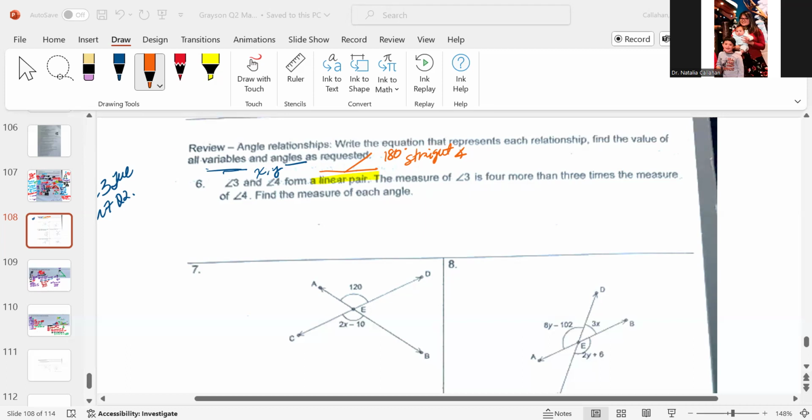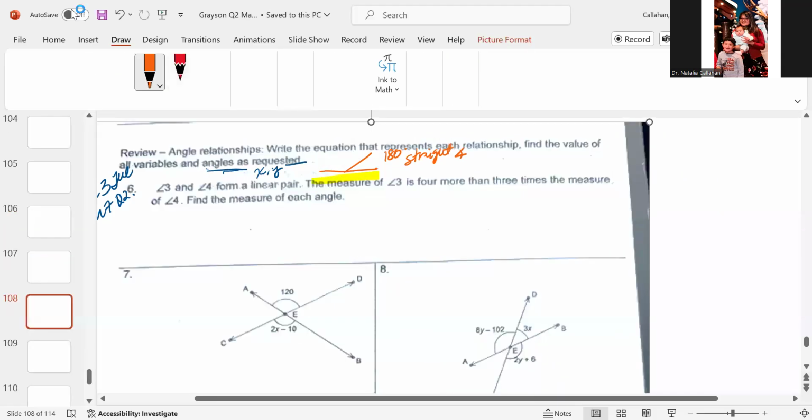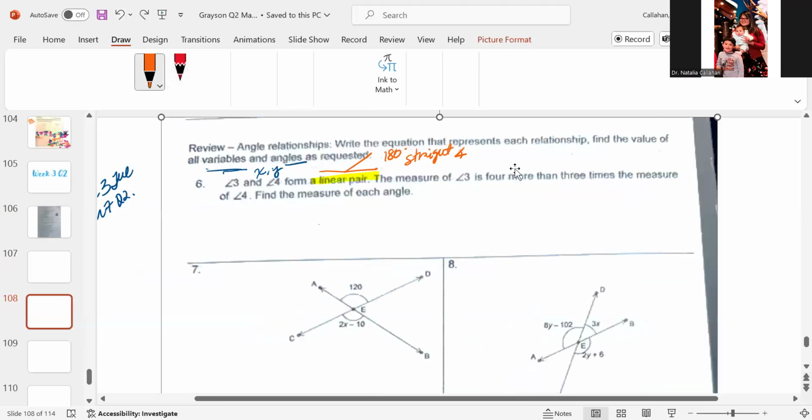Okay, so in your notes, I want you to write down linear pair, the definition of linear pair, and also the meaning of linear pair. I don't care if you have it. It's great that you have it, but if you don't know what it is, I want you to write it down one more time on a separate piece of paper, so you know what it is.